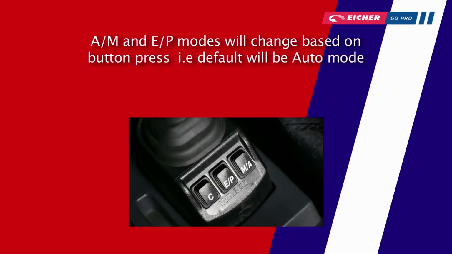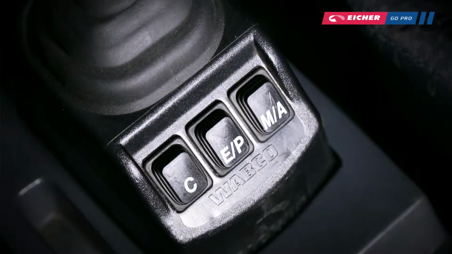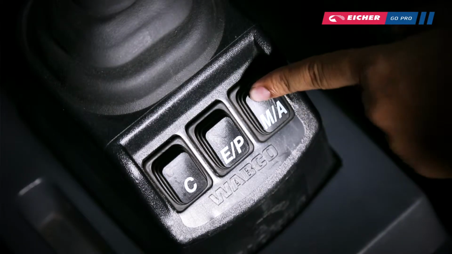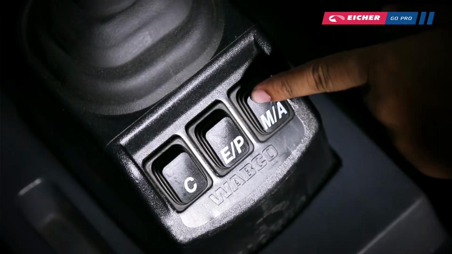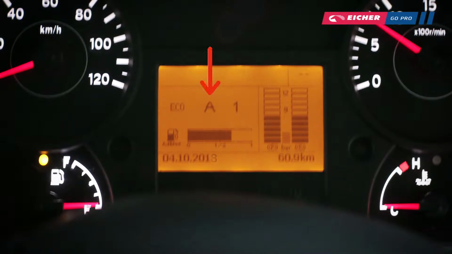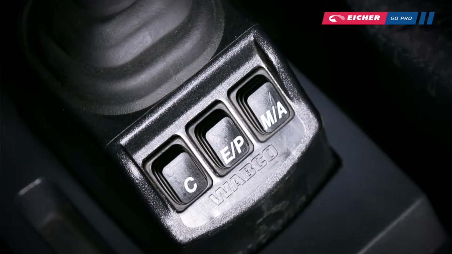A M and E P modes will change based on the button press. That is, the default will be auto mode. If the A M button is pressed once, the mode will change to M. If pressed again, the mode will change to A. The same applies for E P mode.